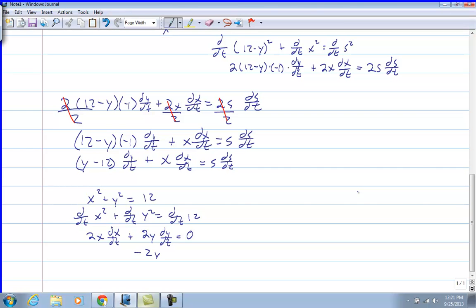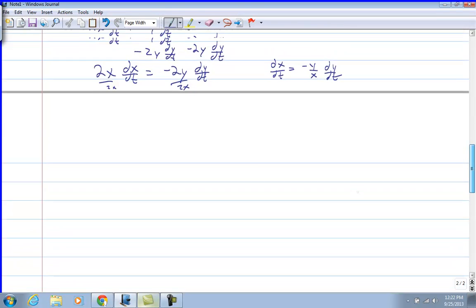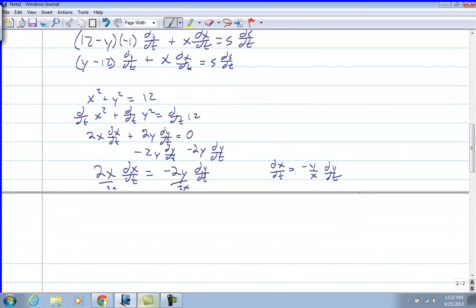We can subtract 2y dy/dt from both sides. We'll have 2x dx/dt equals negative 2y dy/dt, and dx/dt would be equal to, if I divide both sides by 2x, negative 2 and 2 cancel, so we have negative y over x times dy/dt. Give myself some more room to work here. Okay. Now we can do some substituting.